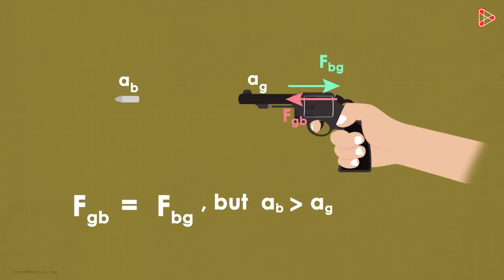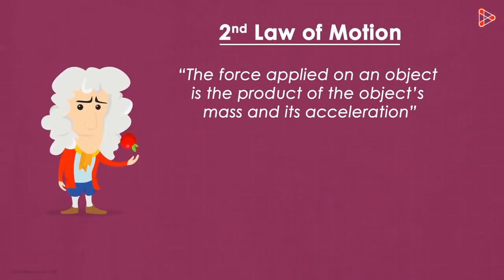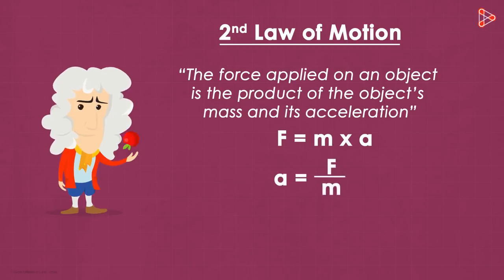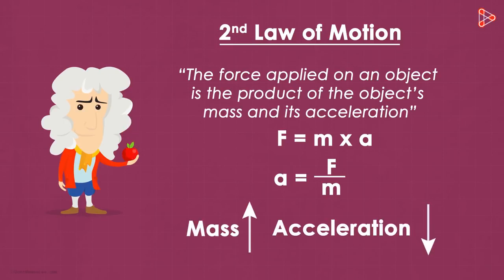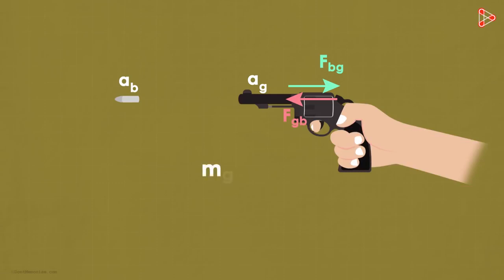Okay, so if your concept of the second law of motion was clear, you wouldn't really be surprised by this. The second law of motion says that force is the product of the object's mass and acceleration, or the acceleration of the object is equal to the force over its mass. What does this tell us? Yes, if the mass is more, then the acceleration will be less. In this example, the mass of the gun is much more than that of the bullet. Hence, the acceleration of the rifle is less than that of the bullet.